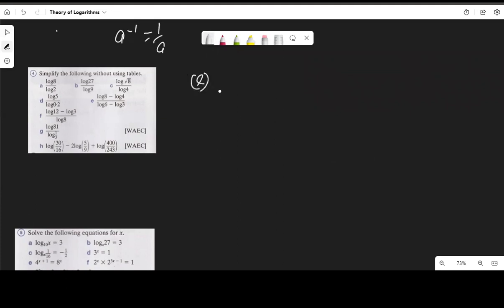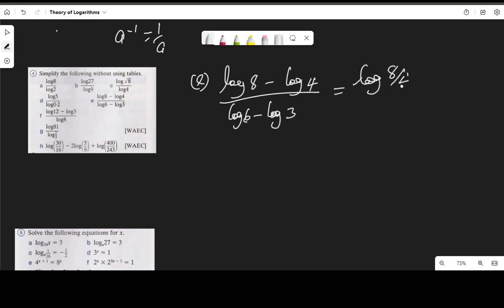For E, we have log 8 minus log 4 all over log 6 minus log 3. Log 8 minus log 4 is log 8 divided by 4, and log 6 minus log 3 is log 6 divided by 3, which is log 2 over log 2, which is 1. Because 8 divided by 4 is 2, and 6 divided by 3 is 2. So log 2 divided by log 2 is 1.